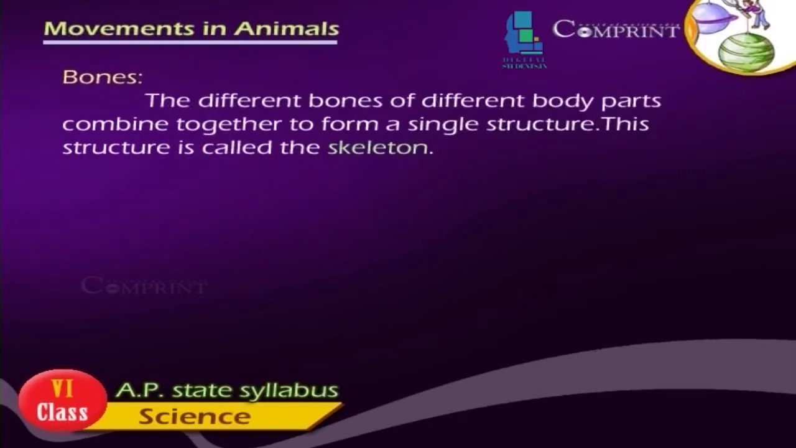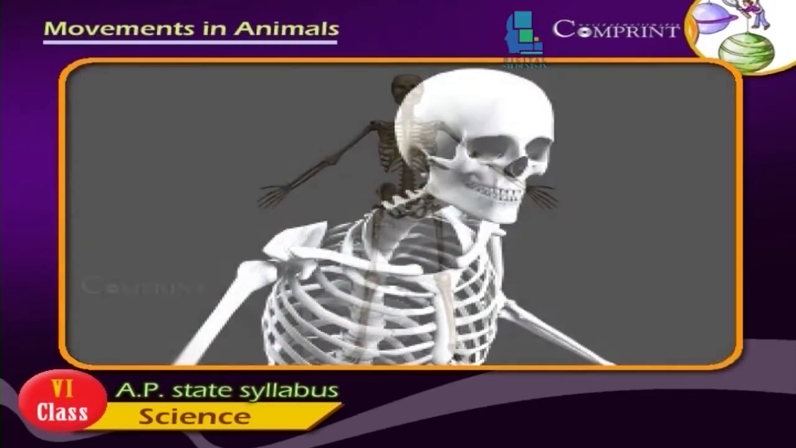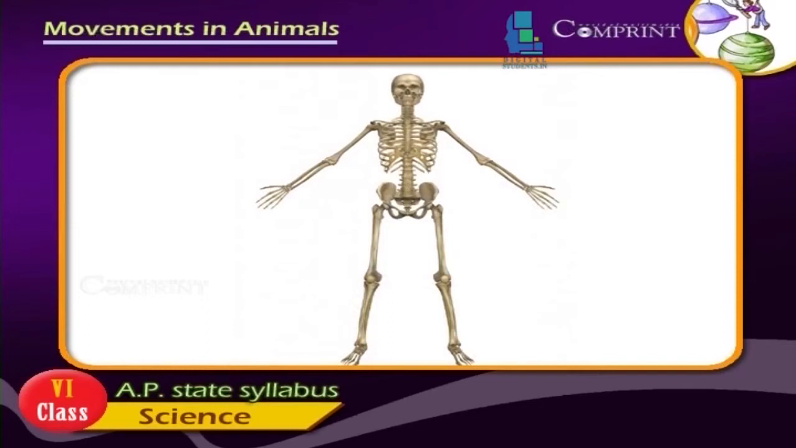Bones. The different bones of different body parts combine together to form a single structure. This structure is called the skeleton.